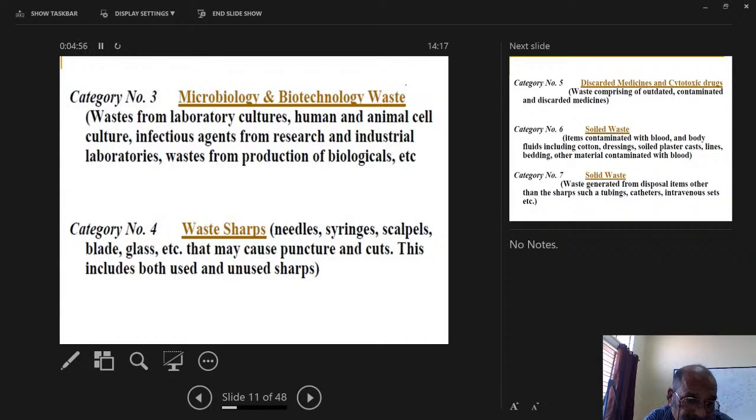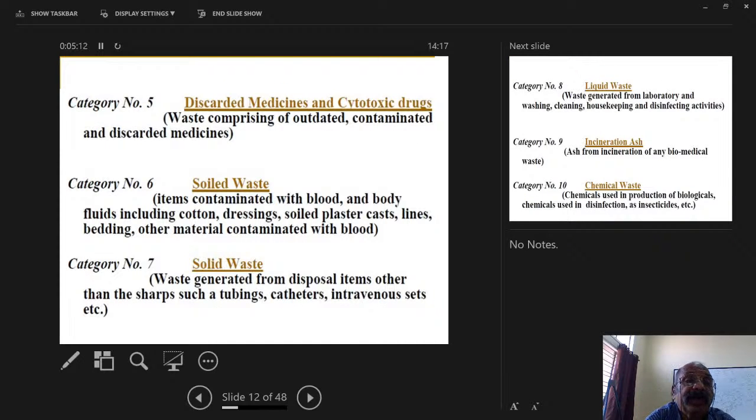Category number 4, waste sharps: needles, syringes, scalpel blades, glass, etc. that may cause punctures and cuts. This includes both used and unused sharps. Category number 5, discarded medicines and cytotoxic drugs: waste comprising outdated, contaminated, and discarded medicines. Category number 6, soiled waste: items contaminated with blood and body fluids including cotton, dressings, soiled plaster casts, linen, bedding, and other material contaminated with blood.